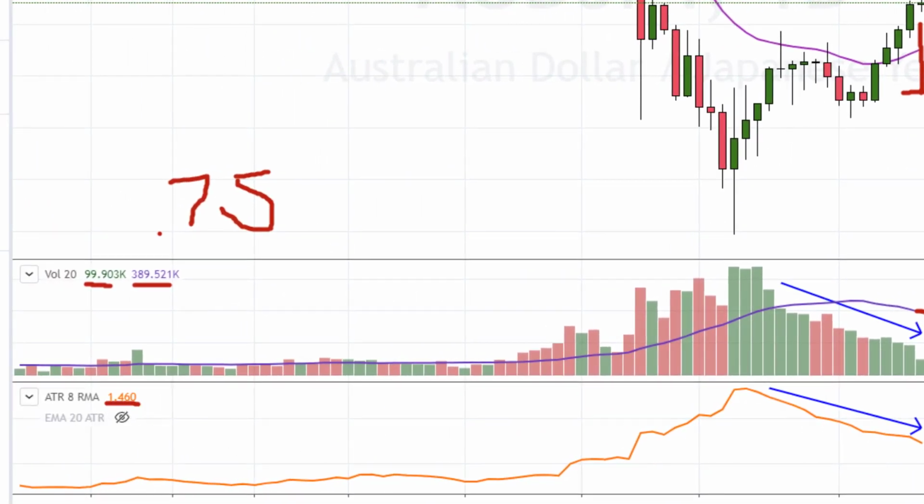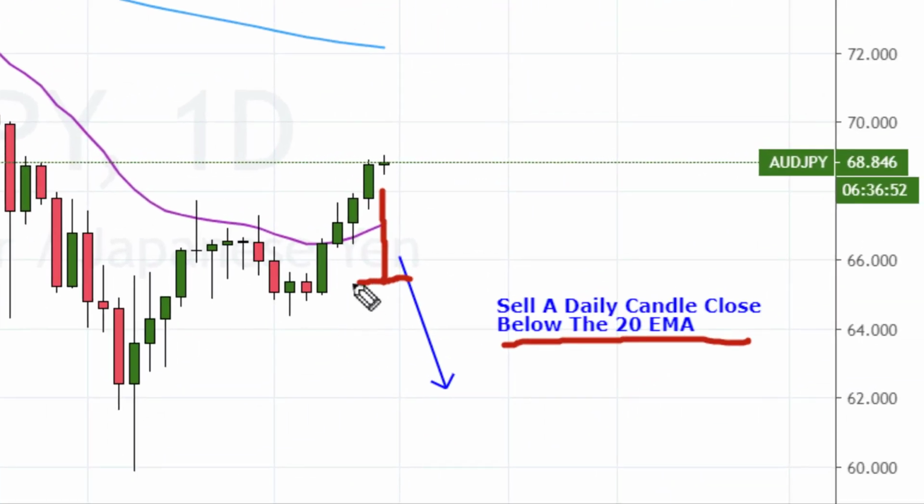Multiply that number by 1.5 and measure that distance above the entry, and that'll be your stop loss. Then measure 1 ATR below your entry, and that will be your first target.